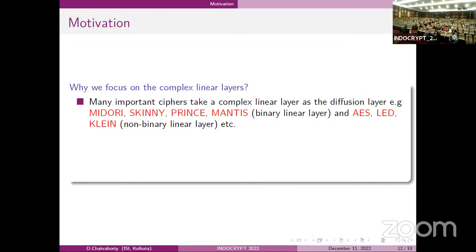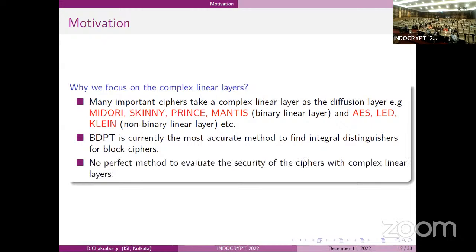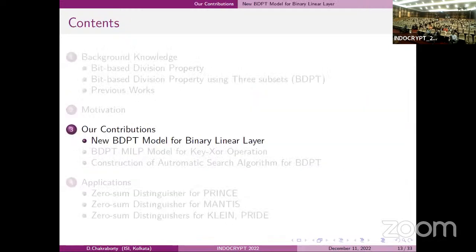If the diffusion matrix is a binary matrix, it is a binary linear layer, and for AES and LED it is a non-binary linear layer. I will come to that definition. Second, the three-subset division property is currently the most accurate method to find integral distinguishers on block ciphers. And as I said, there is no perfect method to evaluate the security of ciphers with complex linear layers. So now here comes our work.